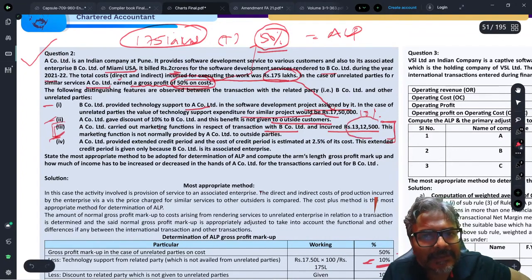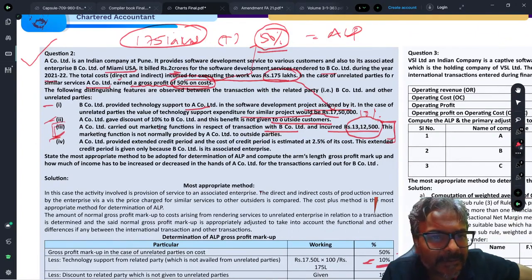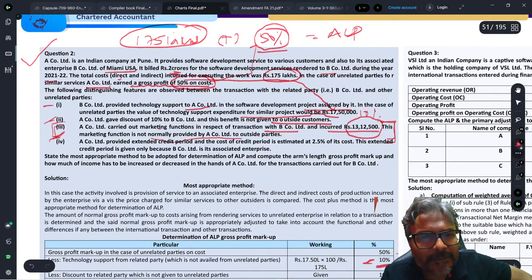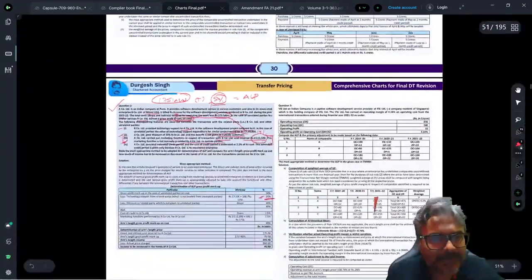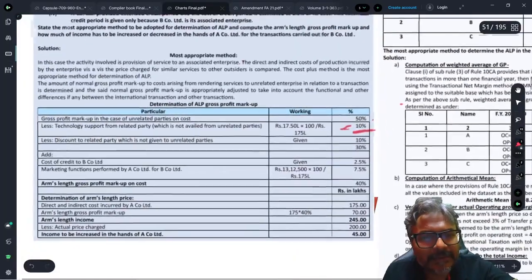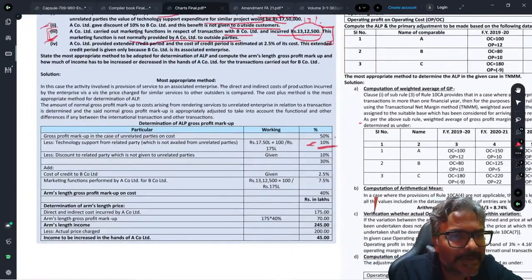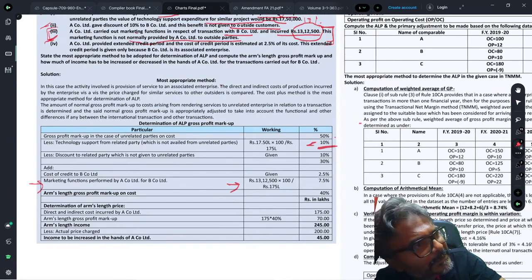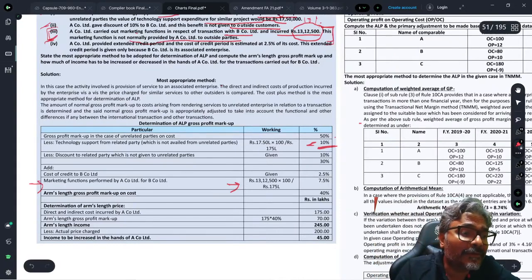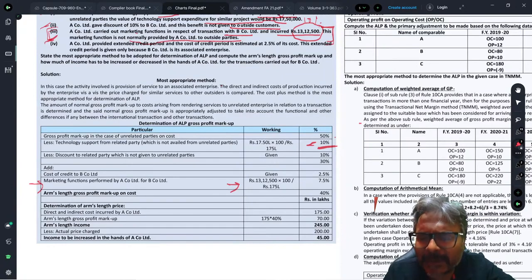And accordingly, if that is the case, students, I will definitely charge this to my customer, I will be charging them a particular price for this. This marketing function is not normally provided by A Company Limited to outside parties, it was not provided to outside. So, students, the price will be on a higher side. If the price is on the higher side, so will be my margin percentage. Now this 13,12,500, if my price is on the higher side, my margin will also go up.